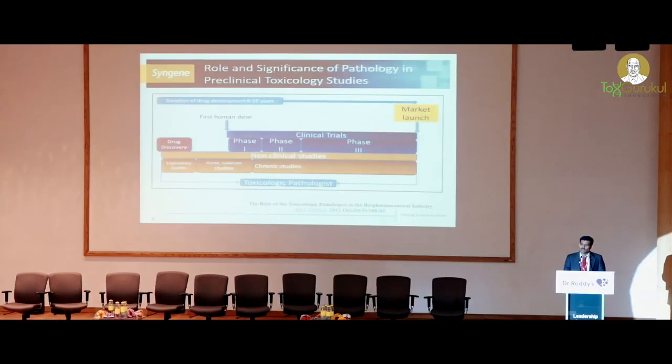The GLP toxicology studies actually play a major role in deciding the dose for the first in human dose study, that is, phase 1 clinical trials. While the phase 1, phase 2 and phase 3 clinical trials run, toxicology studies are also running in parallel. It's based on the duration of the clinical trial, so the duration of the preclinical toxicology studies is either equal to or more than the duration of the clinical trials. So toxicology as well as pathology play a role during drug discovery and drug development. We are involved in the entire life cycle of compound development.